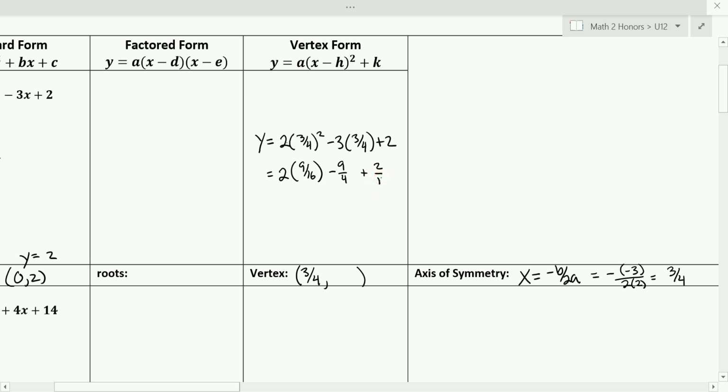And I need to get a common denominator between the 3 fractions. I get 18 over 16. Second fraction, I'm going to multiply top and bottom by 4 and get 36 over 16. And last fraction, I'll multiply top and bottom by 16 to get 32 over 16. And then after you have a common denominator, you can add and subtract your numerators. I'm going to add the last 2 first. And I get 18 over 16 minus 4 over 16. And that's 14 over 16, which is 7 over 8.